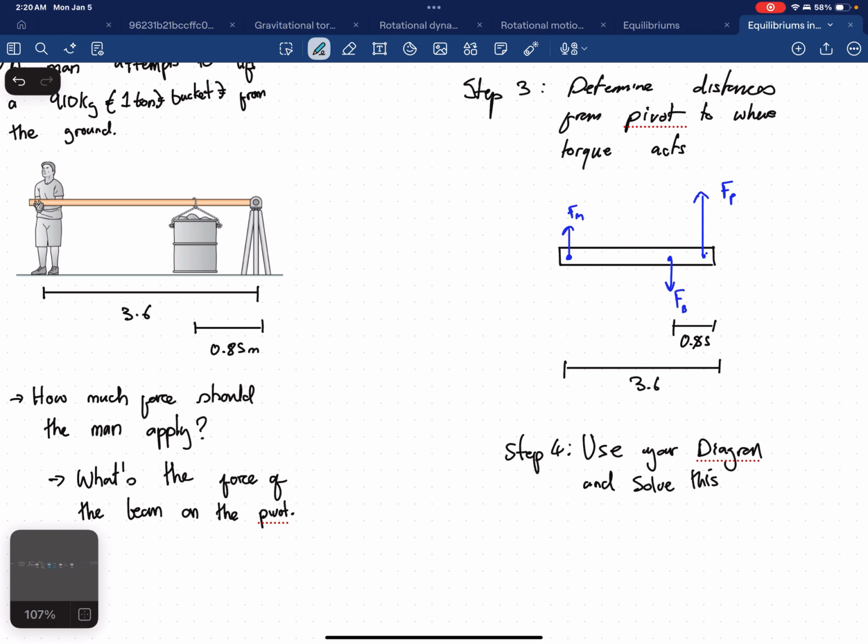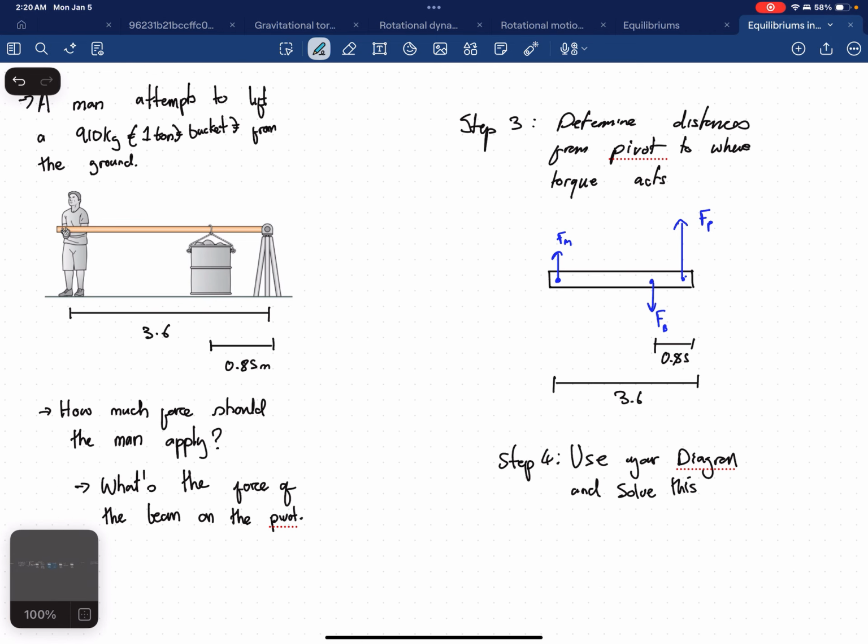So let's continue. Step 3, determine the distances from the pivot to where the torque acts. So our pivot is over here. I hope you see the parallels between my simple model and the diagram. So my pivot, then I got my first bucket. I don't know why it just decreased in size substantially. I'm sorry. Let me just fix that really quick.